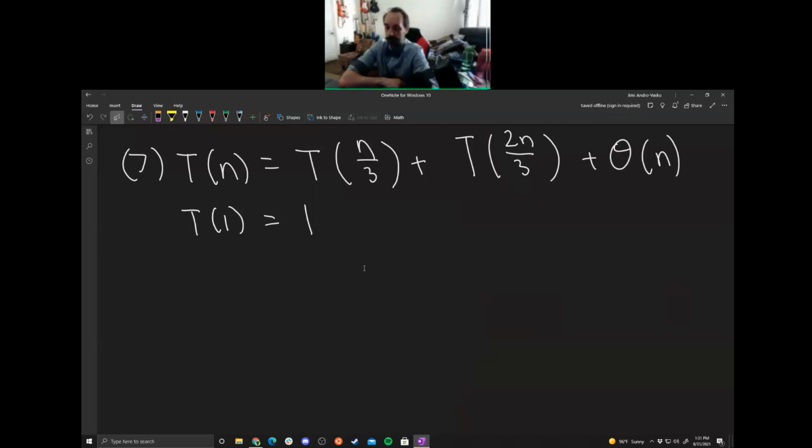Remember, in quicksort, if you pick a pivot that's the median, it breaks the list in half and it will be exactly the same as merge sort. This is a case where you picked a pivot that broke the list into one piece of size n over 3 and another of size 2n over 3. So what's going to be the runtime of this? Let's use our tree method to figure this out.